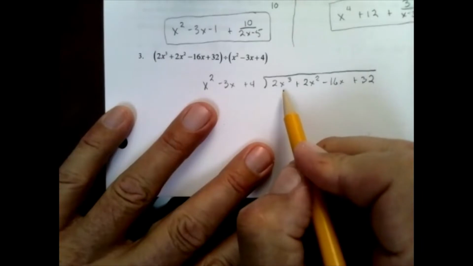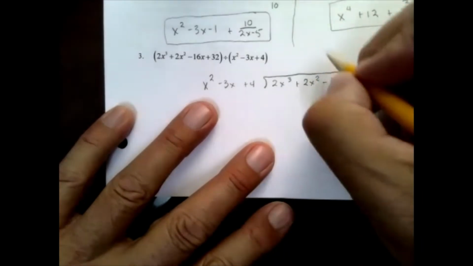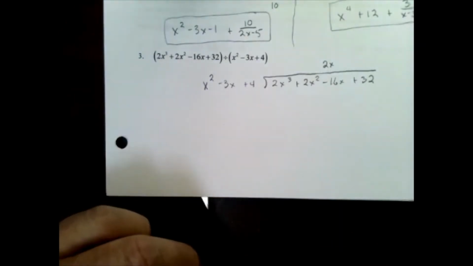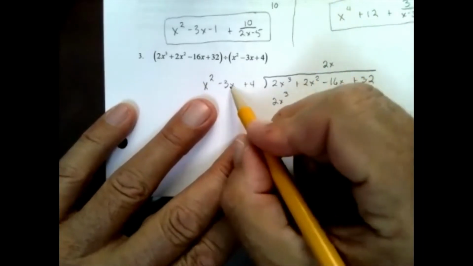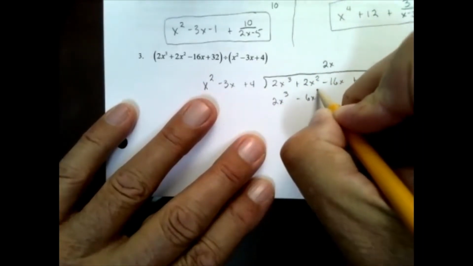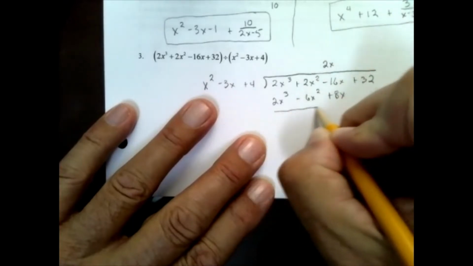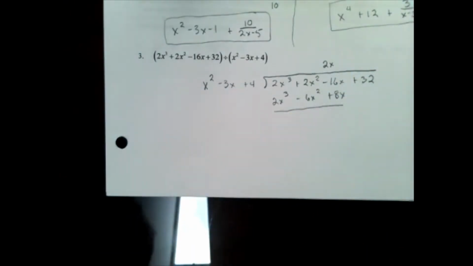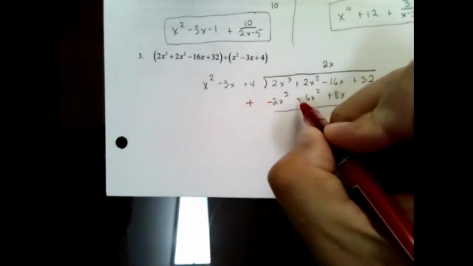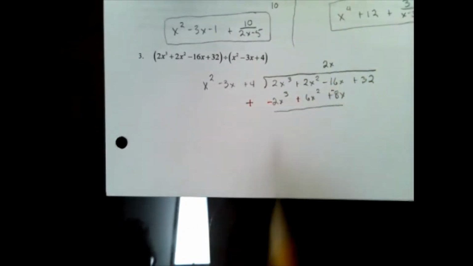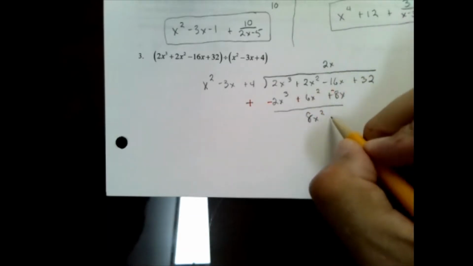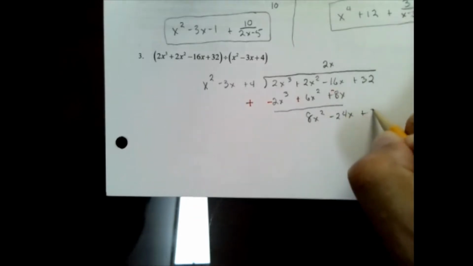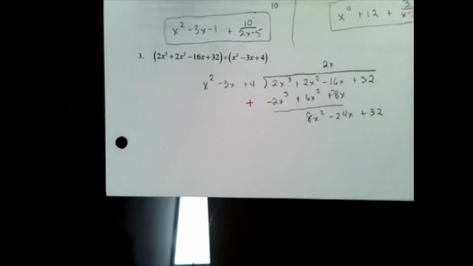What times x squared gives me 2x cubed? Why, that's just going to be a 2x. 2x times that is 2x cubed minus 6x squared plus 8x. I'm going to subtract, which I know is the same as add the opposites. First term's gone. Looks like this is an 8x squared minus 24x. And I'm going to bring down the 32. Bring it down, Captain.